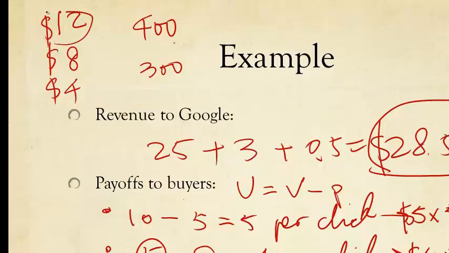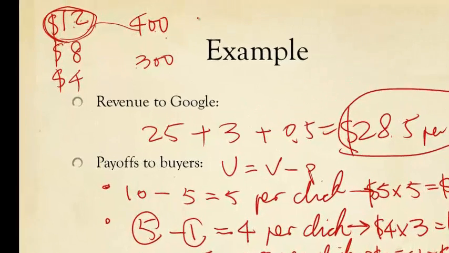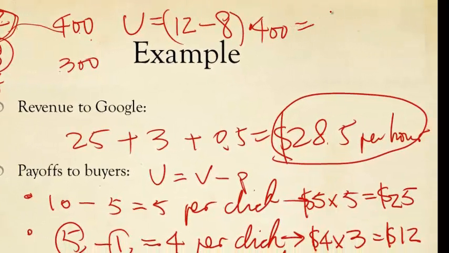Now, what should the first bidder do? You may think, well, maybe she should do truthful bidding. So she should bid 12, or equivalently 12 times 400 for the first spot, 12 times 300 for the second spot. If that's what she does, she's going to win the first spot, and the payoff in that case is the valuation 12 minus the price you pay, which is by GSP 8 dollars per click times 400 clicks per hour, and that would be $1,600 per hour.